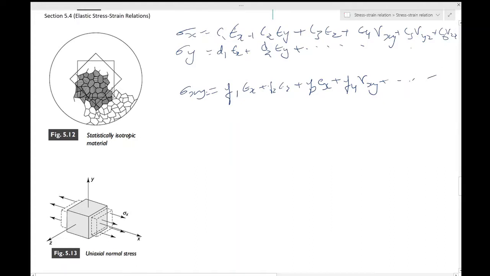What does linear elasticity mean? That every component of stress is linearly related to every component of the strain, and the reverse will also be true, in the sense epsilon x will be equal to L1 sigma x plus L2 sigma y plus L3 sigma z plus L4 sigma xy plus L5 sigma xz plus L6 sigma zy. Okay, so that is what we mean in this.